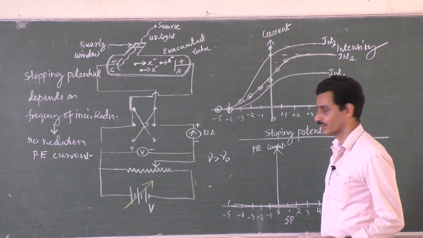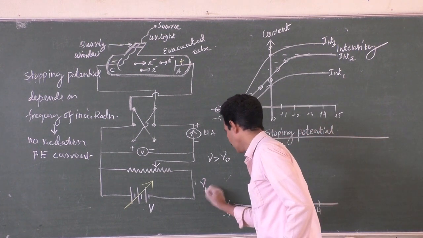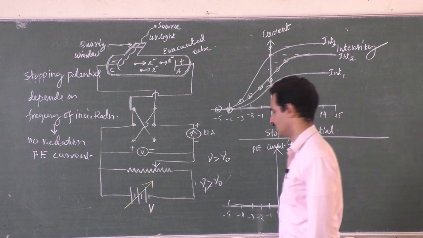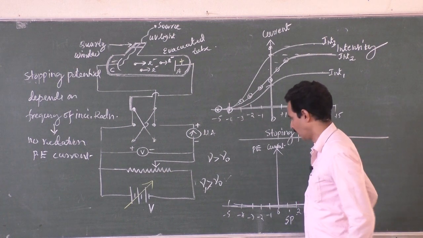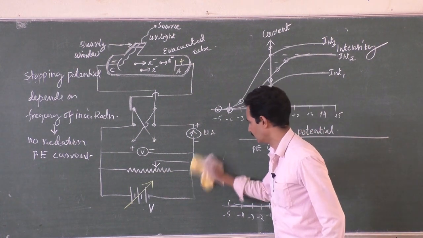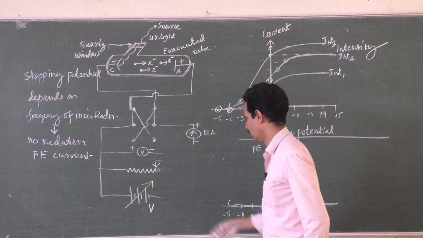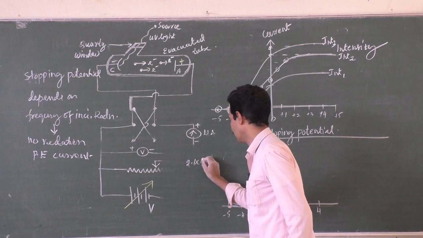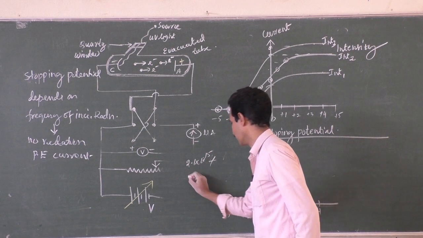Now let me introduce a new frequency, which is greater than threshold frequency. Say threshold, I will write that value, that is better, right? I will rub this because this is not needed now. Say 2.1 into 10 to the power 15 hertz, no photoelectrons.